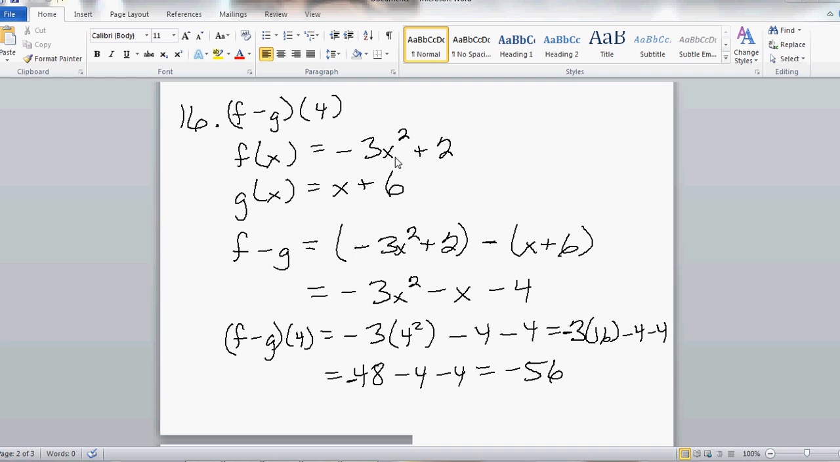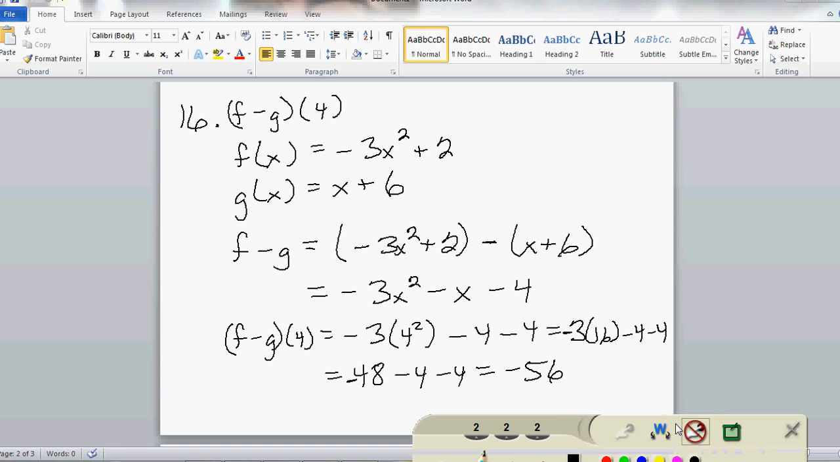Negative 3 times 16 is negative 48. Negative 48 plus 2 is negative 46. And then 4 plus 6 is 10. Negative 46 minus 10 is negative 56 as well. So you see, it works either way.